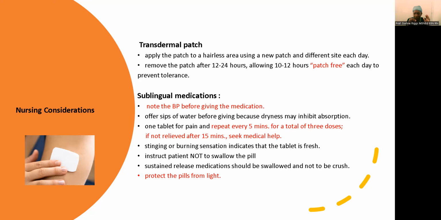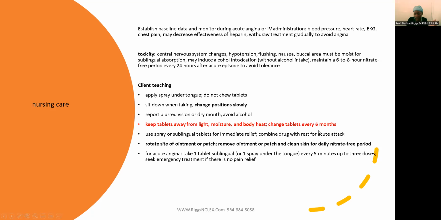If it's sustained release, we don't crush them. You already knew that, like extended release. These tablets should also be kept in a dark container. They come in a special dark bottle, because they cannot be exposed to sunlight. And the expiration date, by the way, is 6 months. So every 6 months, the client needs to replace those. Six months.